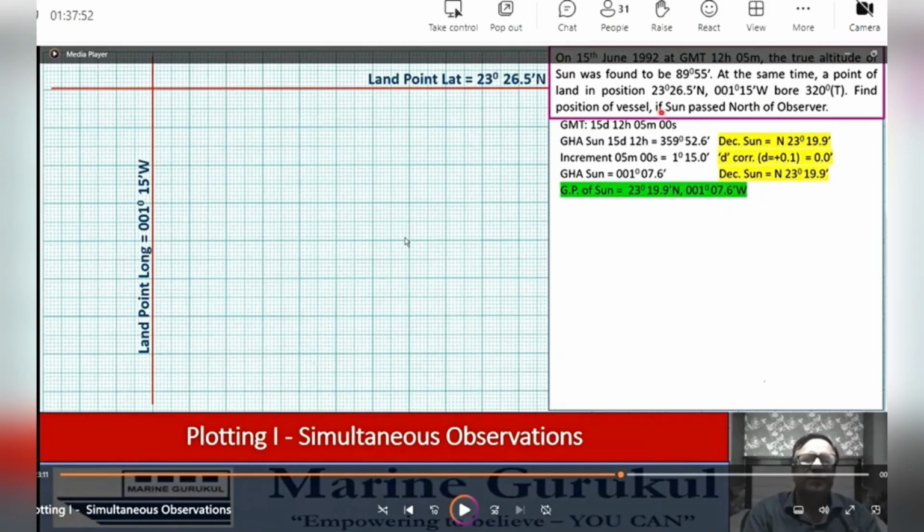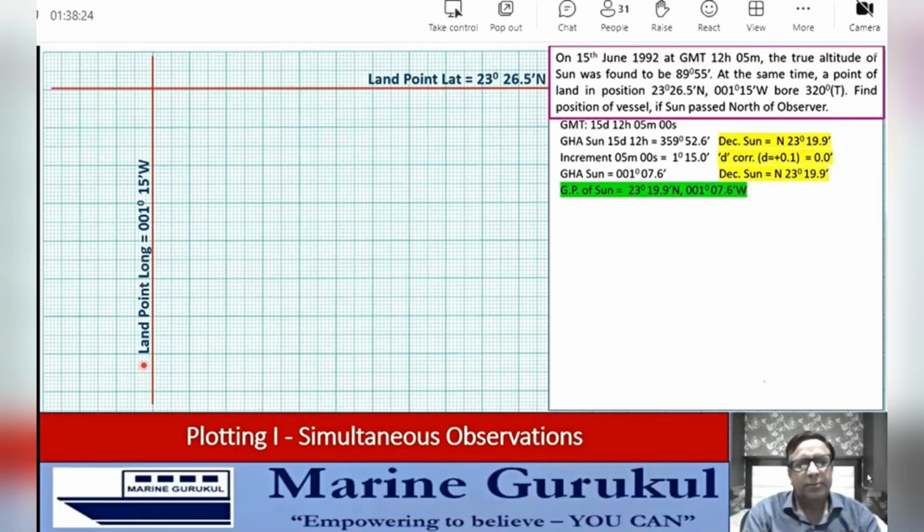So what we have done now, beta, we have marked this land position. 23 degrees 26.5 minutes north parallel of latitude is shown. 001 degrees 15 minutes west longitude is shown. So the land point is identified here. Any doubts up to here, beta? Yes, sir. Very good, beta. Great. So that's why they have been drawn, one right on top almost and the other to the left part of the page.